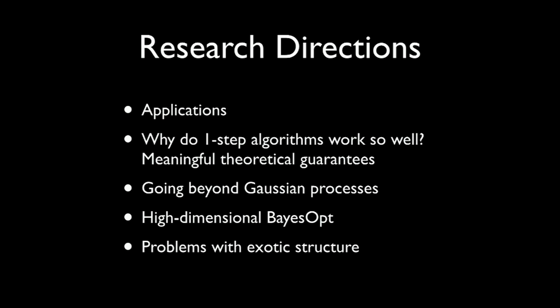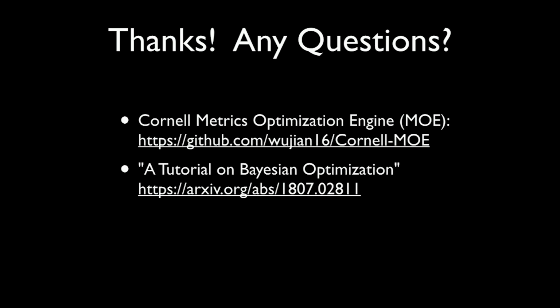All right, and then quickly, research directions. I think applications are fun and awesome, and there's a lot of headroom. These are all one-step algorithms. They seem to work really well in practice. Nobody really understands why, so that's a super interesting theoretical question. Going beyond Gaussian processes, I think, is important. High-dimensional Bayesian optimization. There's a bunch of work in this area I didn't talk about. And then problems with exotic structure like multi-fidelity optimization, optimization with trace observations. All right, cool. Thanks.